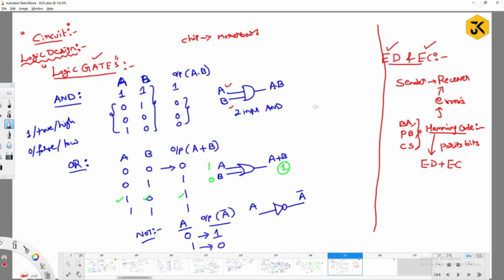It's not only about two inputs. We can have a gate with n inputs also. So this is what I can call an n-input AND gate. Similarly, we can call this an n-input OR gate.